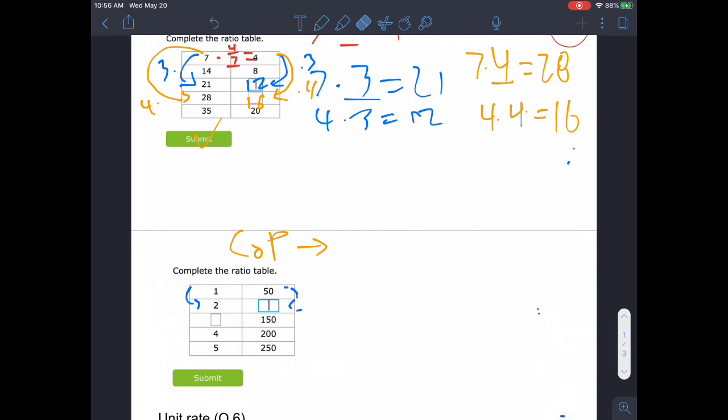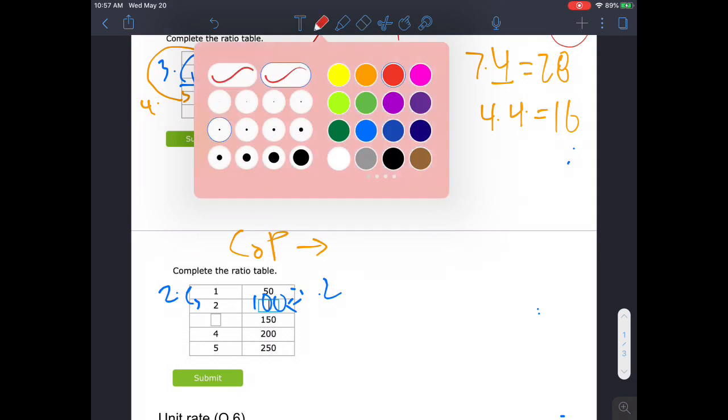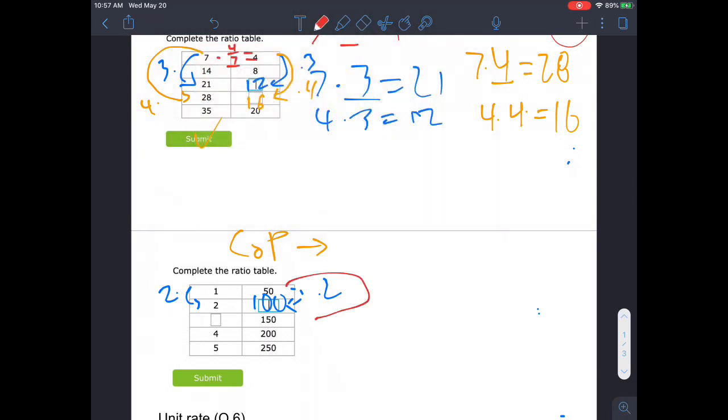Oh my gosh, I'm having difficulty with this screen. Okay, so 1 times what is 2? Well, that's 2. So 50 times 2 is 100. Great. And then I look and I try to figure out how many 50s do I need to make 150. 50 times what is 150? 3. So 1 times 3 is 3. I get those filled in and submit it.